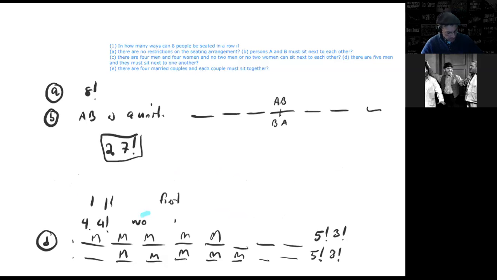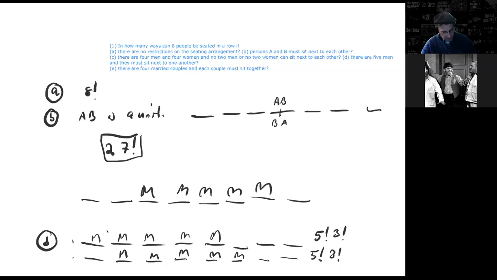So the other configuration is we can put the first man in the third slot. So the man could go here, and then it's man, man, man, man, man. And it's again 5 factorial times 3 factorial. And there's one other case where the man starts off in the fourth slot, and that would give me another 5 factorial times 3 factorial.